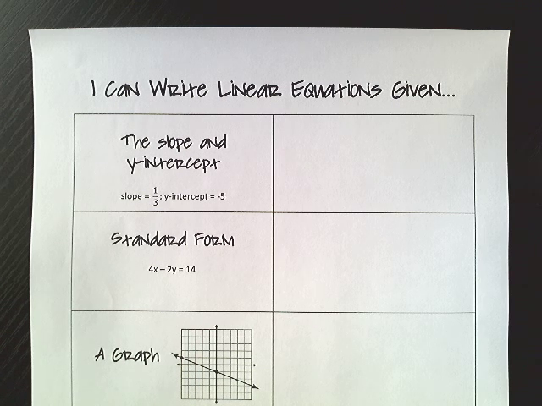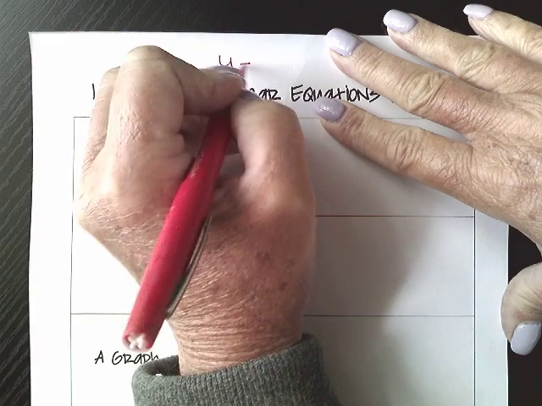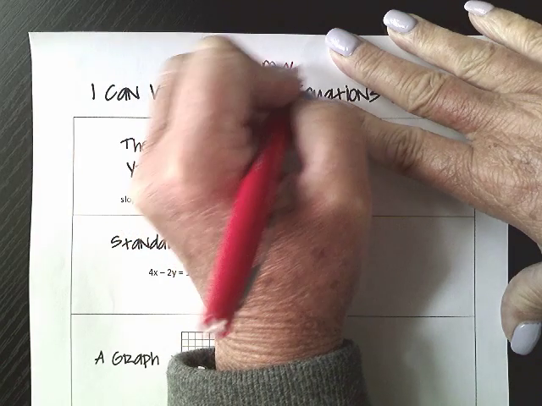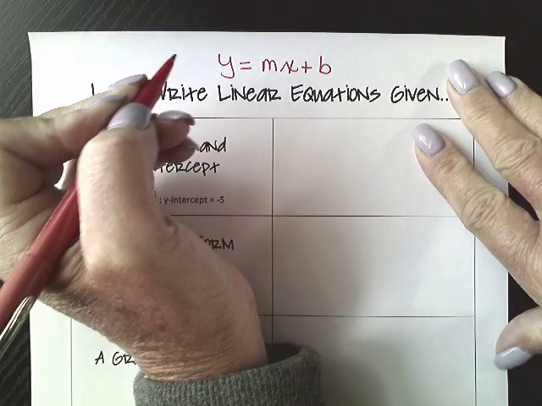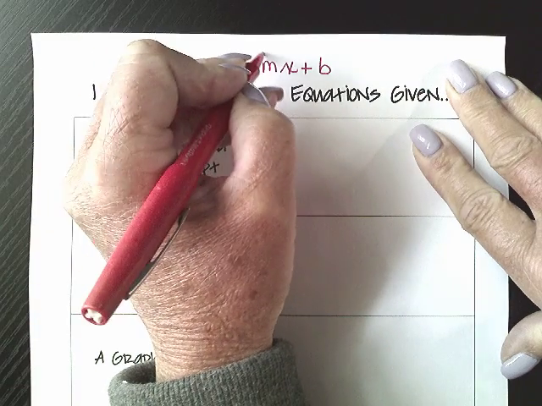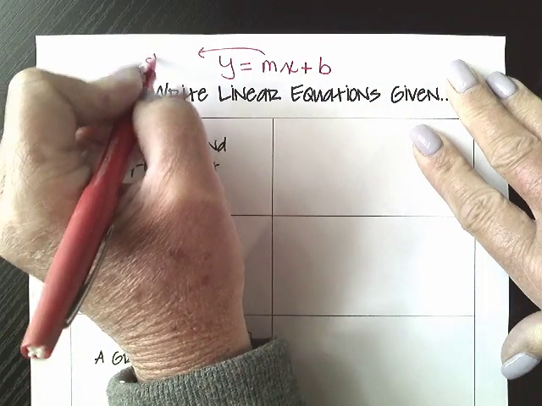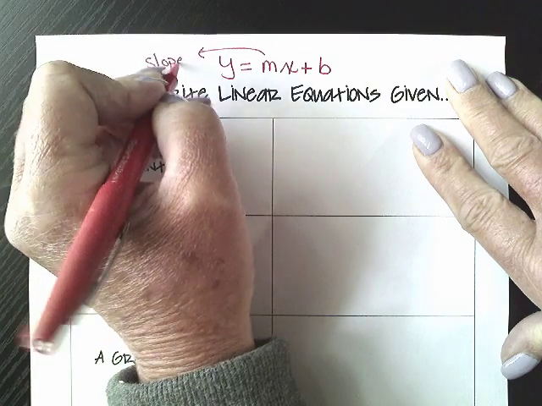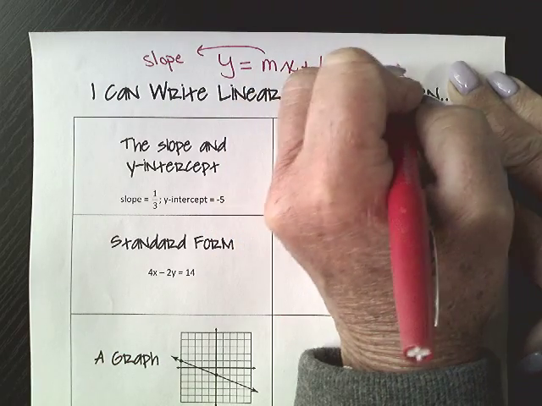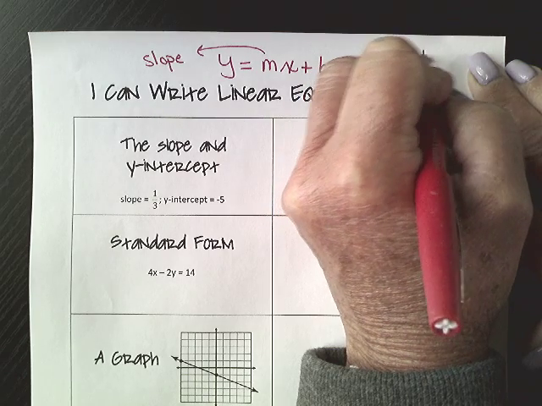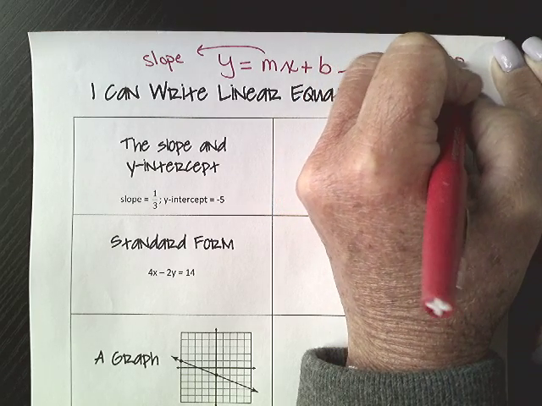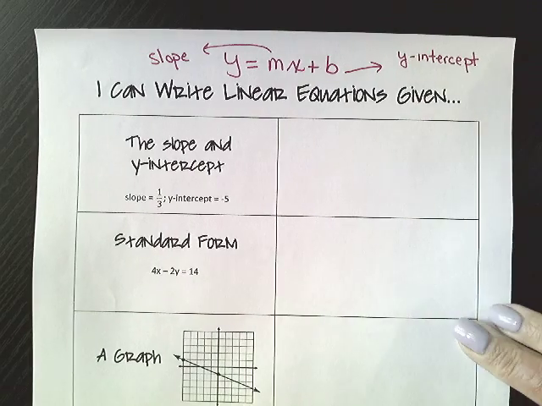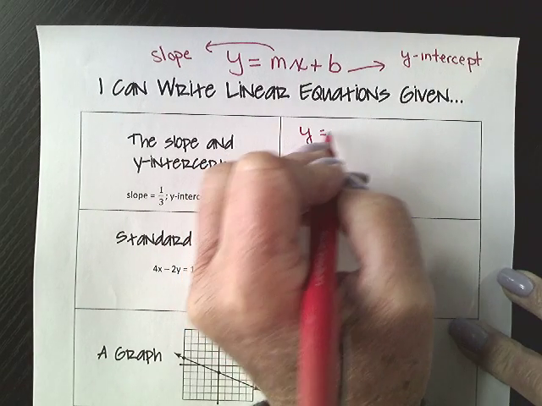We are going to review how to write linear equations given different scenarios. And we remember that we are always writing linear equations in the form of y equals mx plus b. Okay, we know that m is our slope and b is our y-intercept. Okay, so y equals mx plus b.